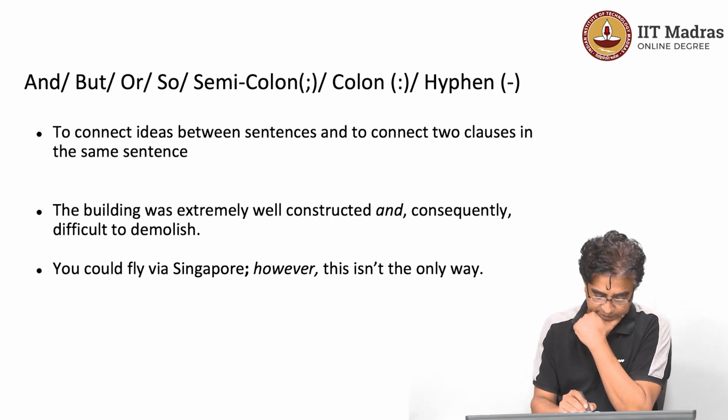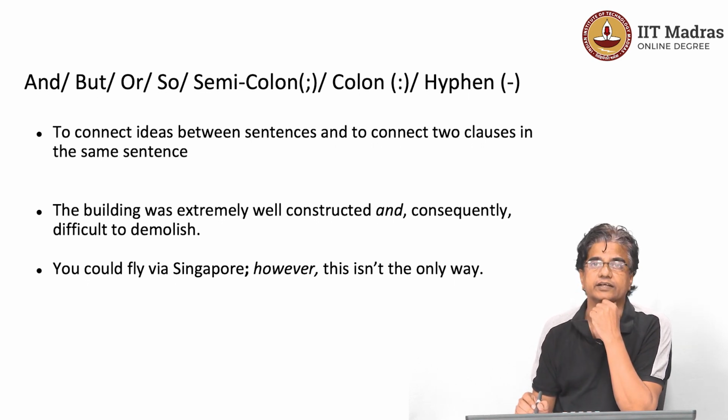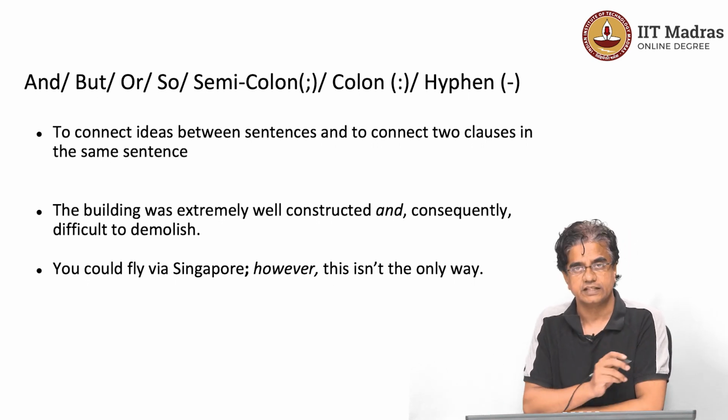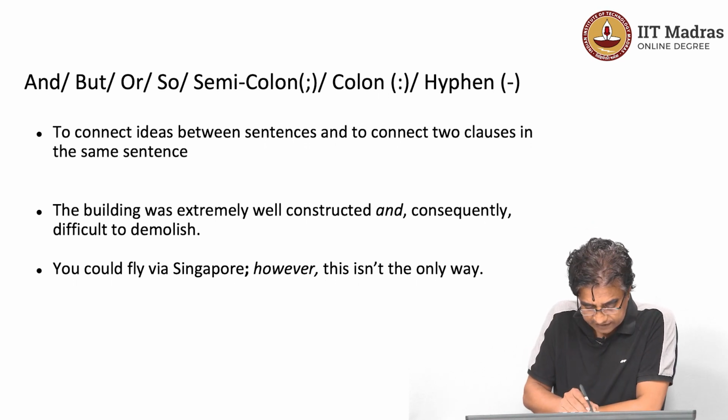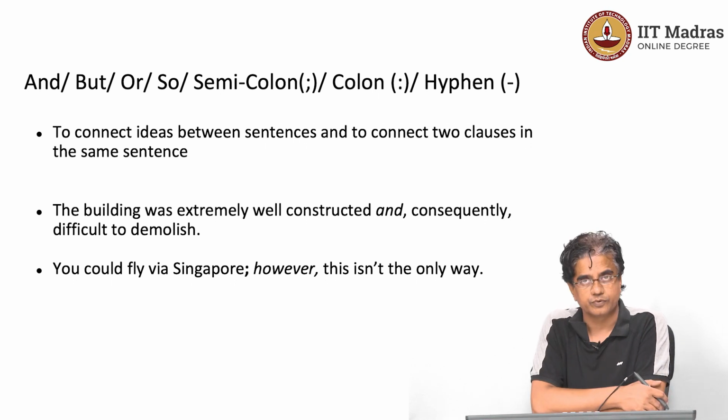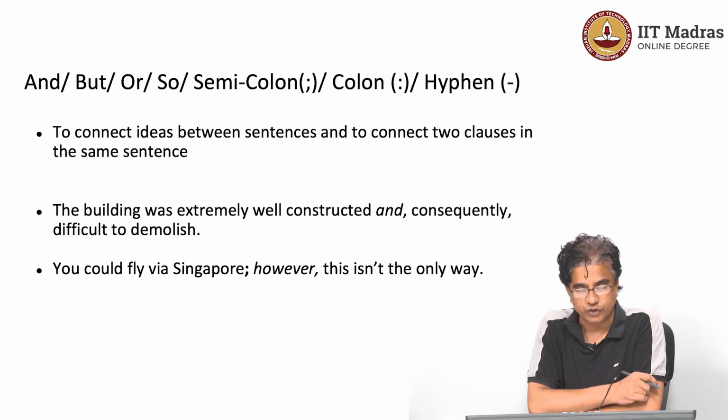We could fly via Singapore. Look at this, semicolon, however, this isn't the only way. To make these two sentences into one, the use of a semicolon here is important. After using "however," we always use a comma before introducing a new clause. So you could fly via Singapore; however, this is not the only way.